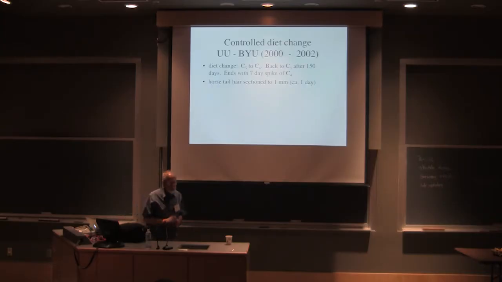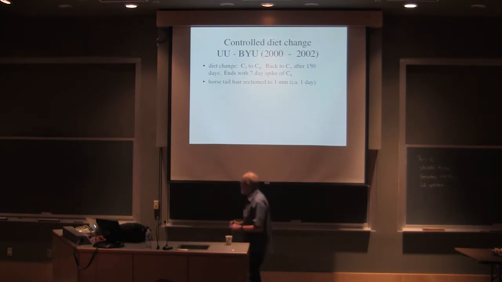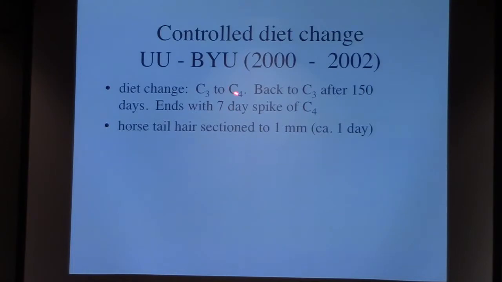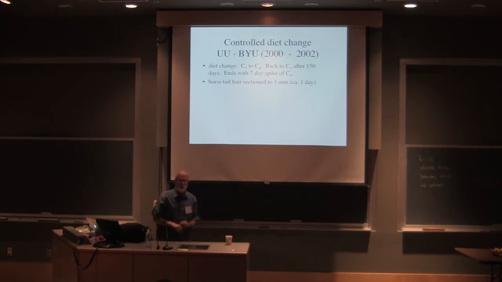Okay, so we did some controlled diet experiments, and here's one of the experiments. We just changed from a C3 to a C4 hay, and then after 150 days, we switch it back to the original diet, and then we just put a little spike at the end just as an isotope marker. And then Linda Aliff cut the horsetail hair up to about every 1 millimeter. They grow at rates of about 1 millimeter a day, and that's enough to get a nice isotope analysis.